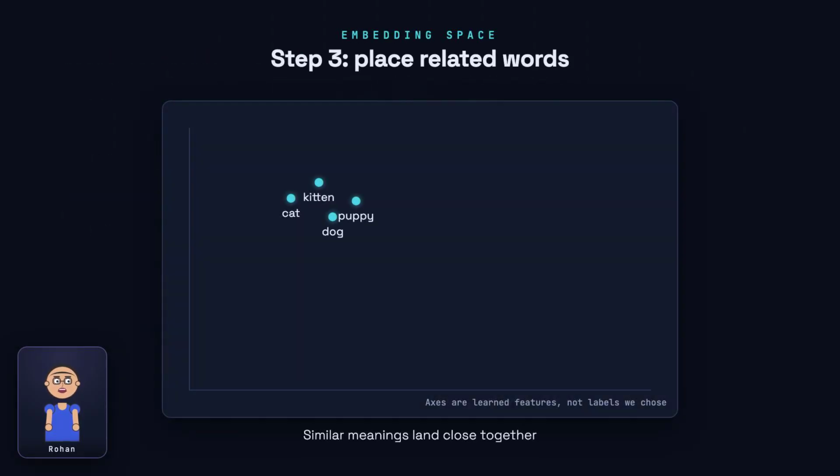Here are 4 animal words, and notice they cluster together in one corner. Kitten sits right next to cat. Puppy hugs dog. The exact axes don't have names we picked. They're learned features. But the important thing is that nearness on screen means similarity of meaning.